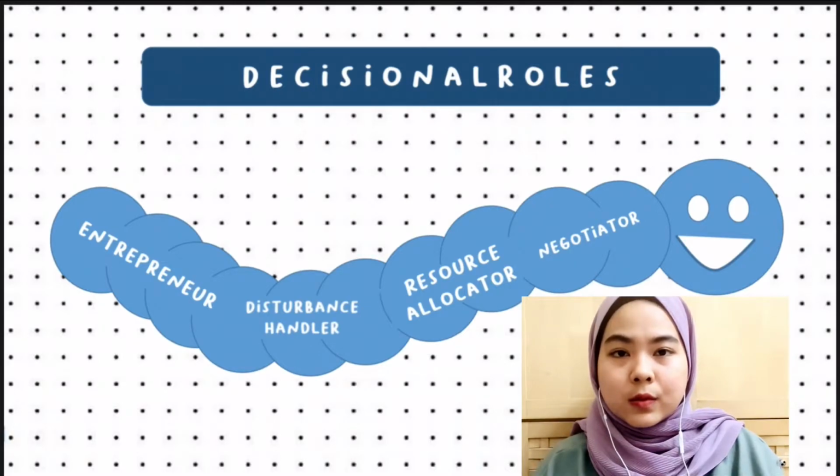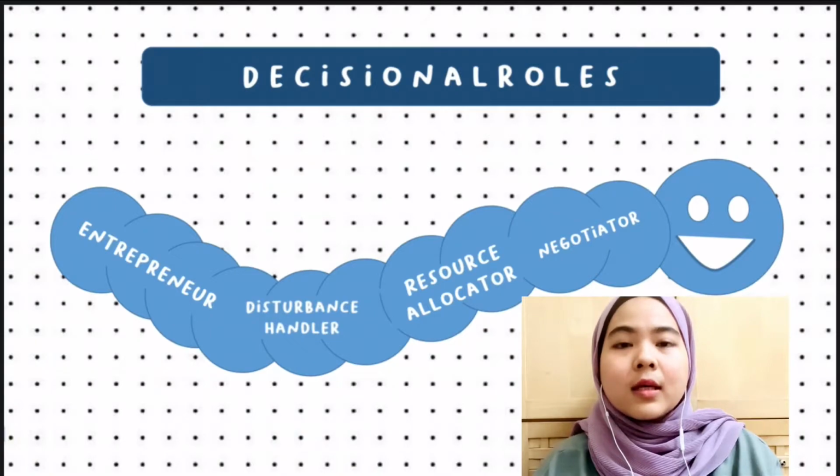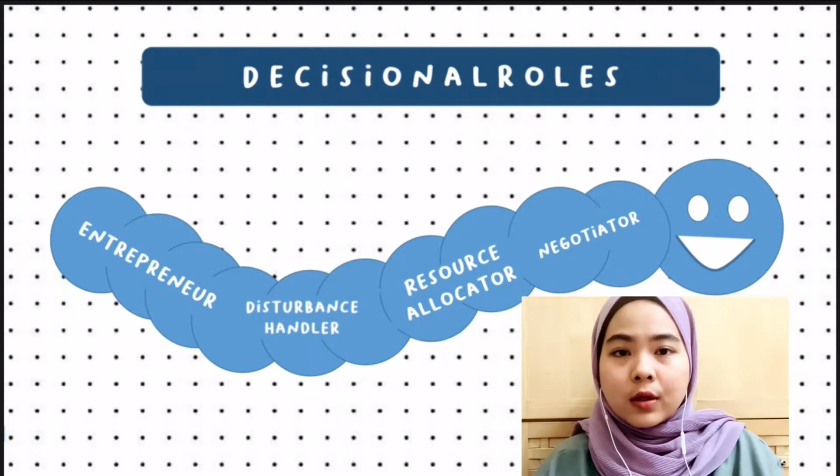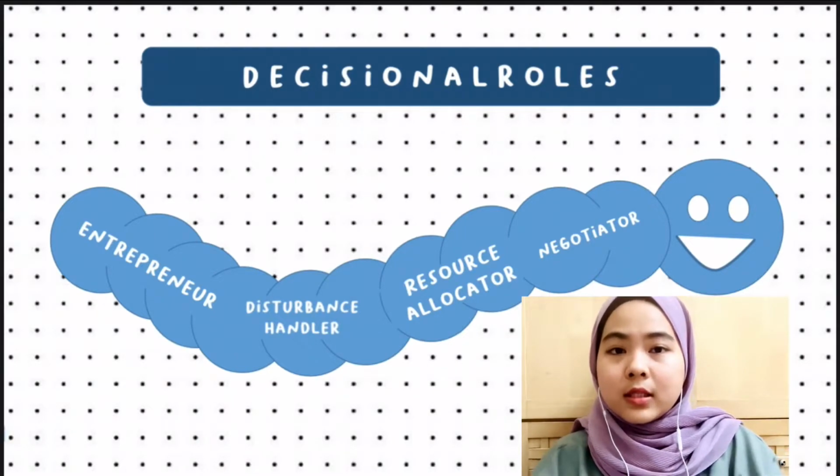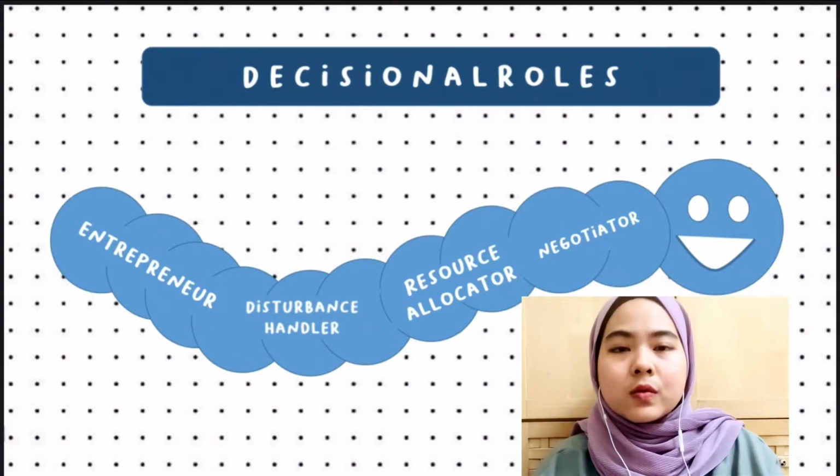Lastly, decisional roles, where the roles include entrepreneur, disturbance handler, resource allocator, and negotiator. For entrepreneur, as a manager, you create and control change within the organization. This means solving problems, generate new ideas, and implementing them. Second, disturbance handler. When an organization or team hits an unexpected roadblock, it's the manager who must take charge. You also need to help mediate dispute within it.